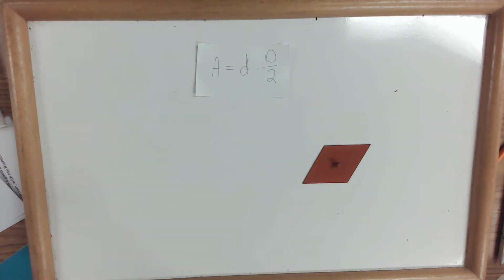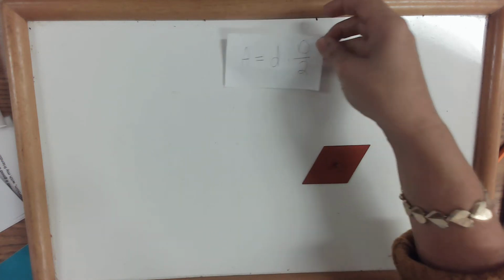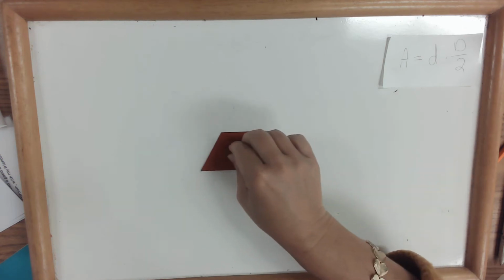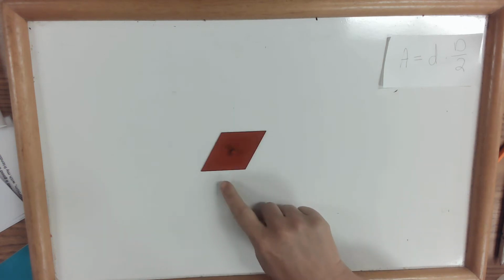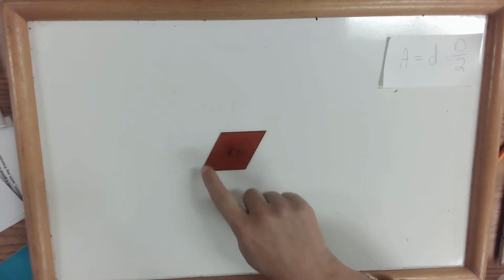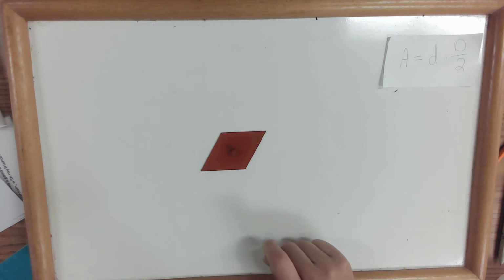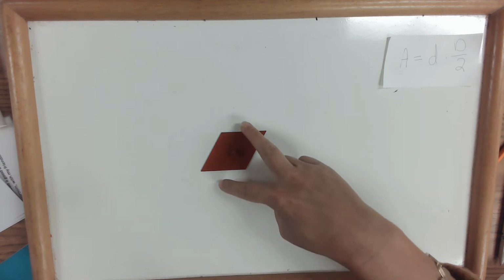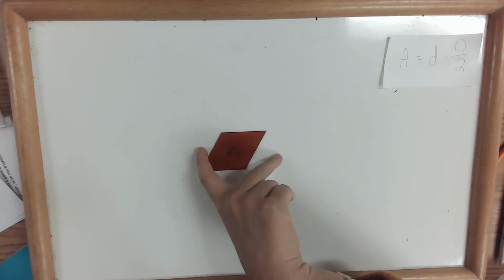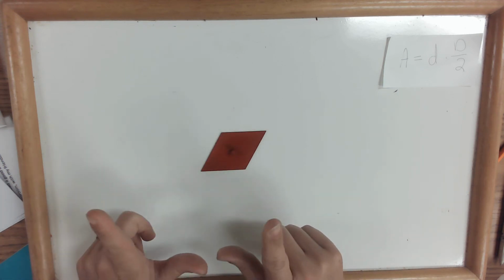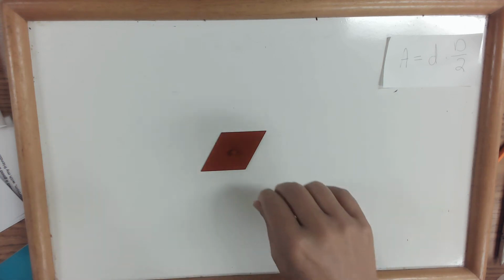Hi, today we're going to be looking at how to find the area of a rhombus. So the first thing we need to do is remember that a rhombus is a quadrilateral, meaning it has four sides, with all four sides equal in length, but only opposite sides are parallel. It sort of looks like a square that somebody pushed over.